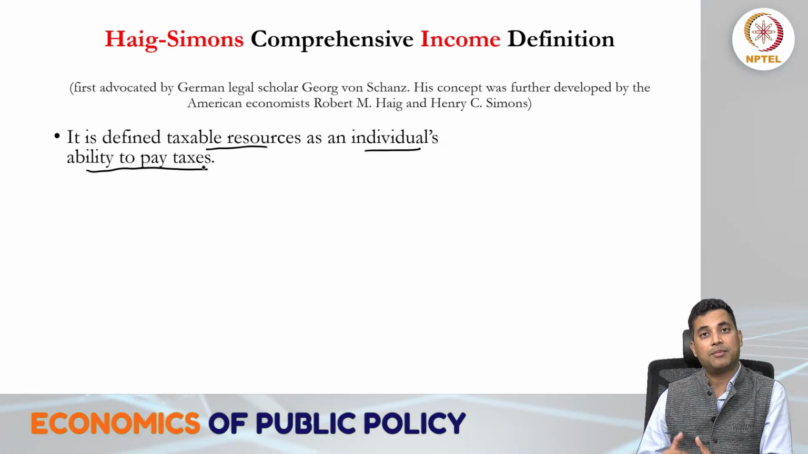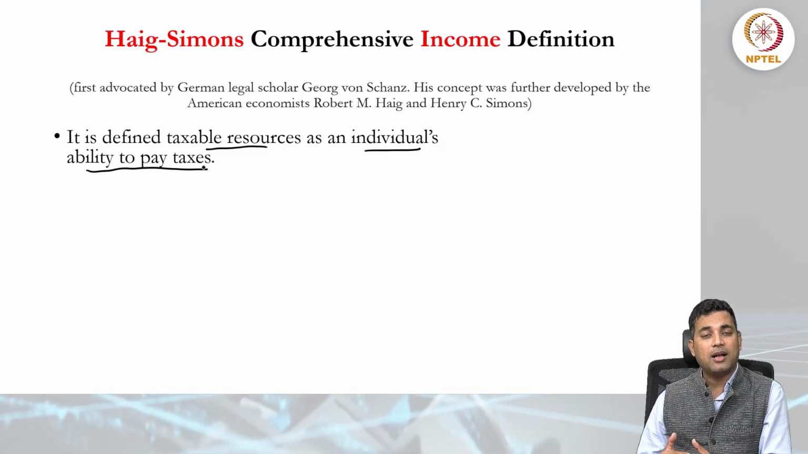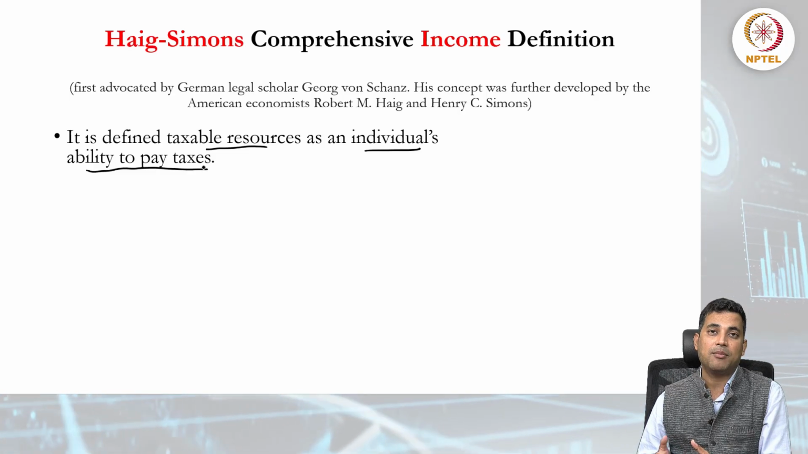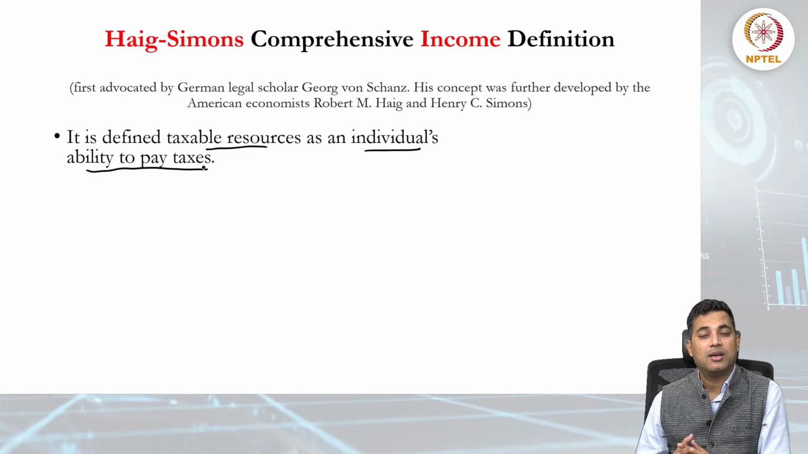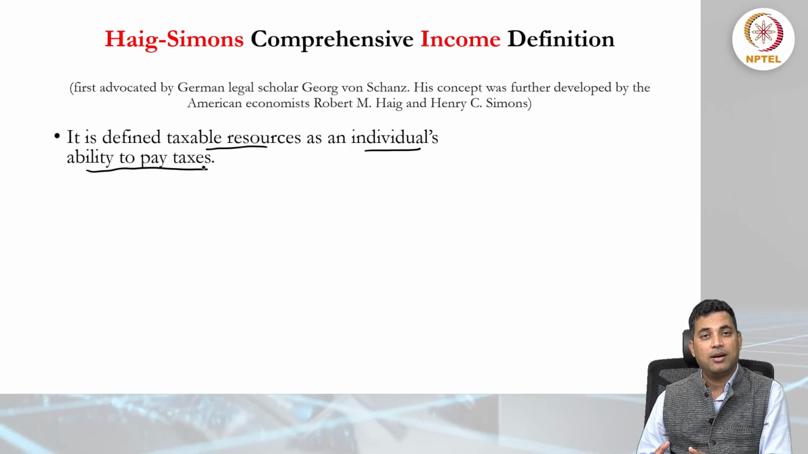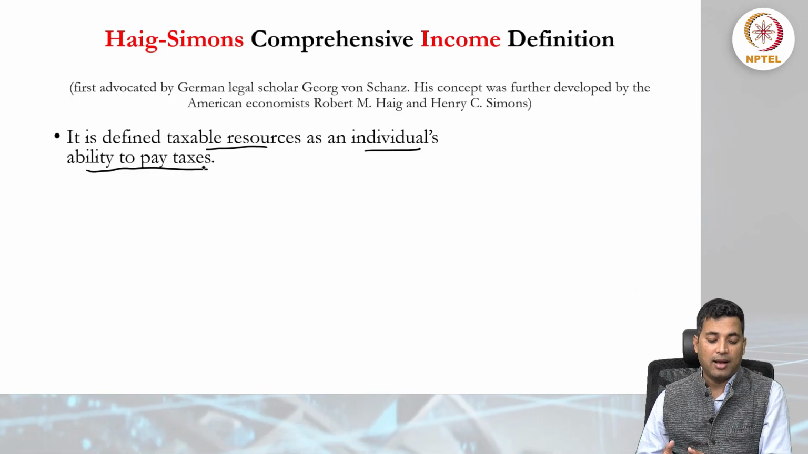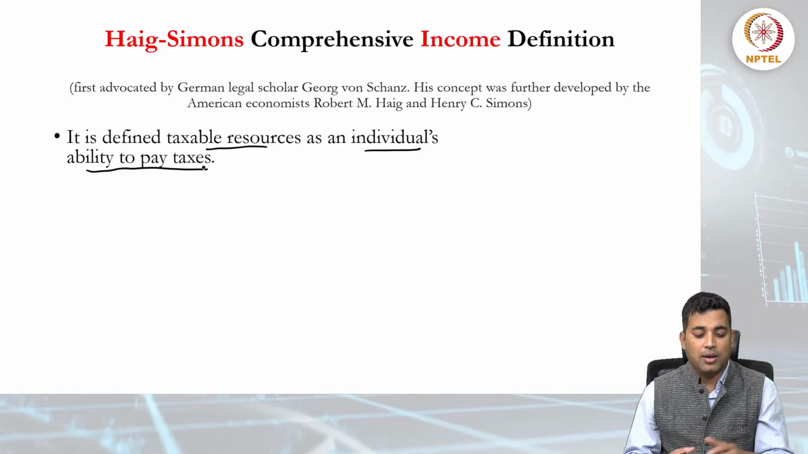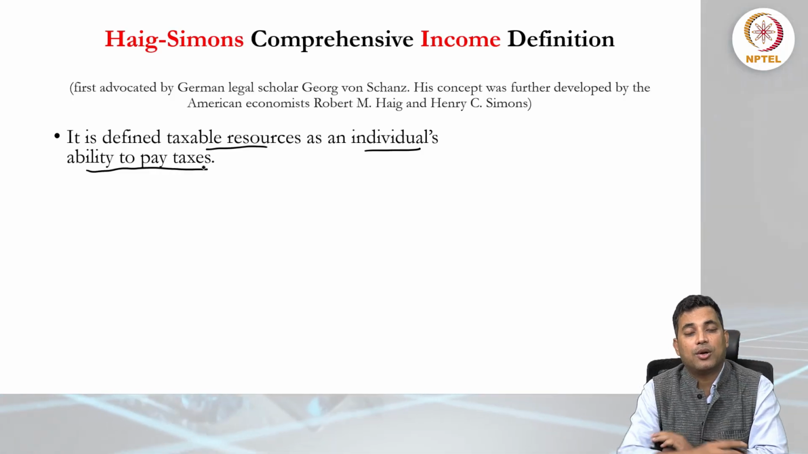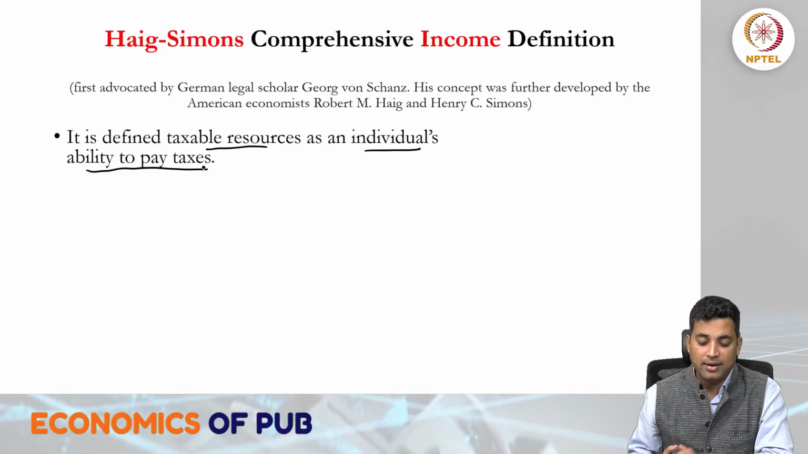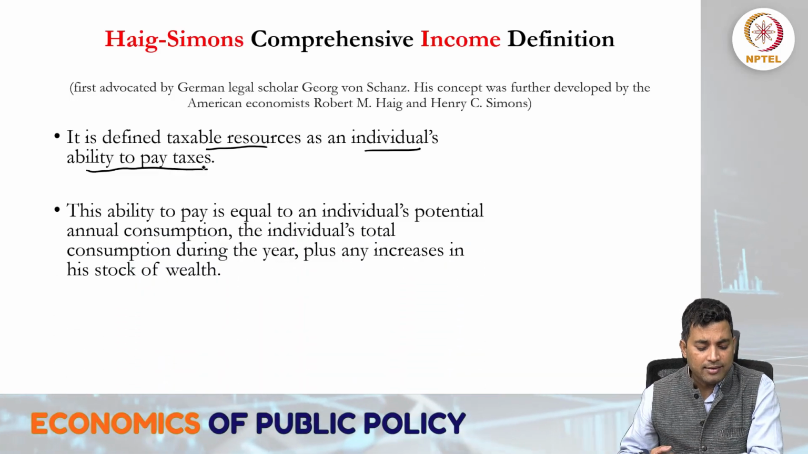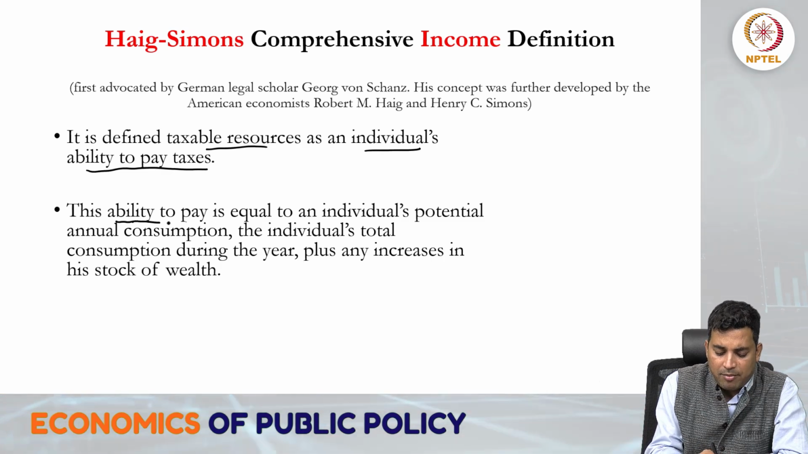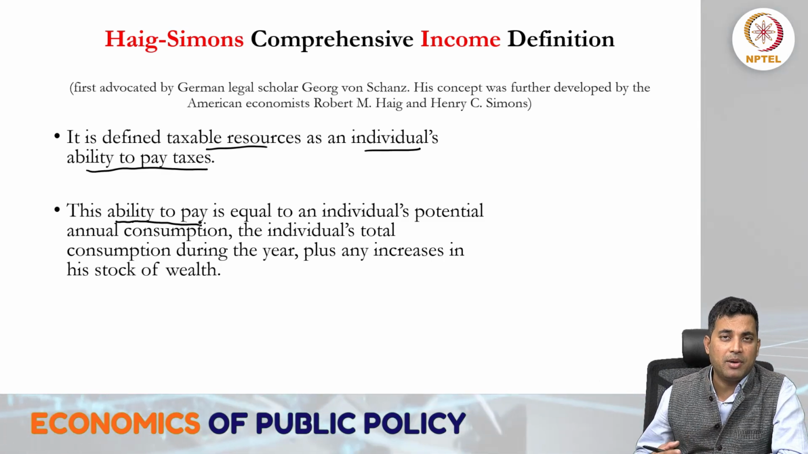So here, in the case of taxation, income can be considered, and this is the argument that was built: income shows who is able to pay, and the ability to even pay taxes. Haig and Simons also argued on that, and this ability to pay is equal to, so this is important, ability to pay.